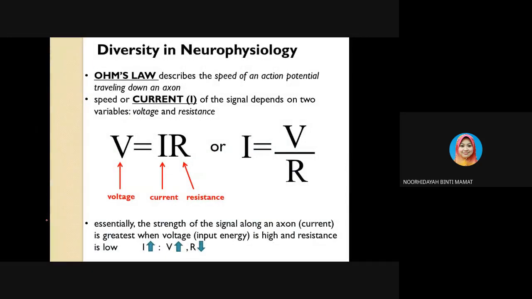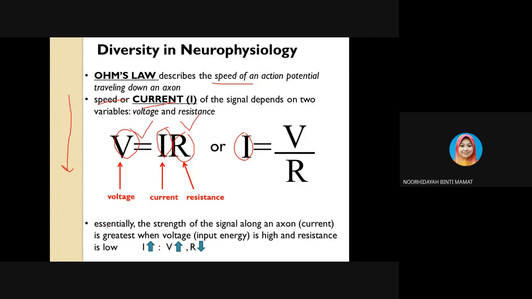Still in neurophysiology, we have Ohm's law. This law describes the speed of the AP traveling down the axon. The speed, which we call the current, I, is the speed of the AP traveling down an axon. The current depends on two variables, voltage and resistance.